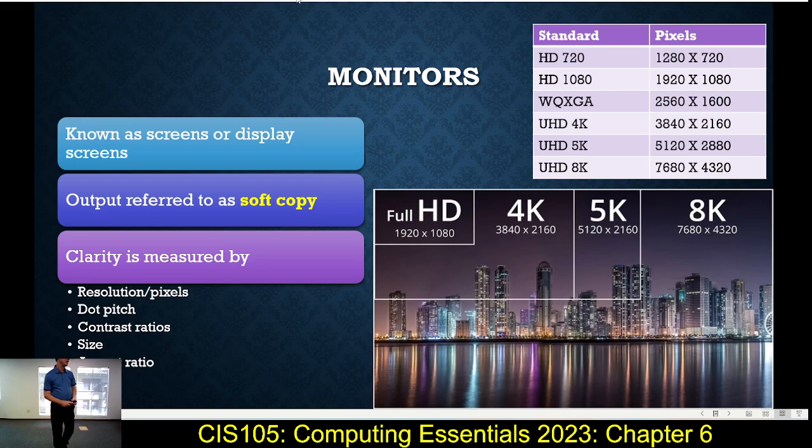Contrast ratios give us the ability to display a wider range of color, or a wider array of colors, based on that contrast ratio. So brighter brights, darker darks, better quality of colors that you see on the screen.